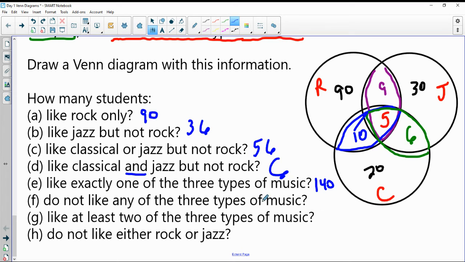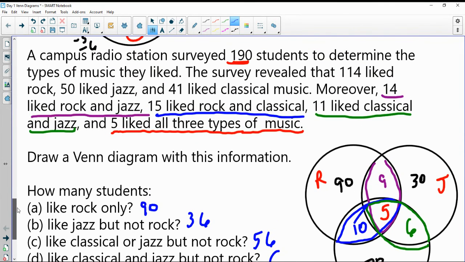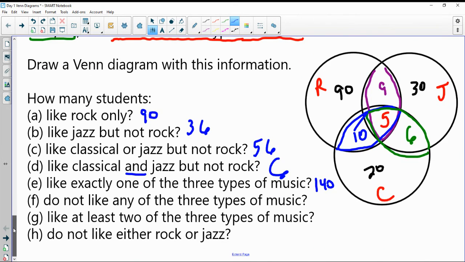Okay, don't like any of the 3 types of music. Well, we have to go back up, so we didn't do that part. We did 190 students. So if you've got 190, you have to subtract all of those. So I'm going to do 190 minus the 90, the 10, the 5, the 9. I also have to do the 30, 6, and 20. So if I minus all of those, I'm left with 20.